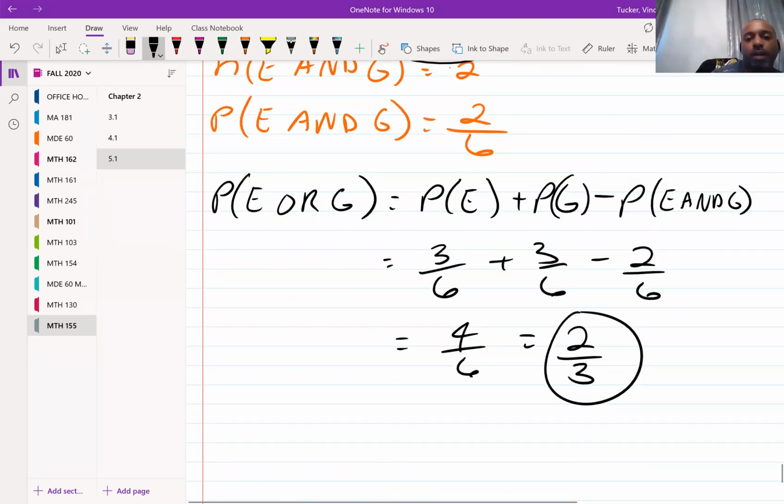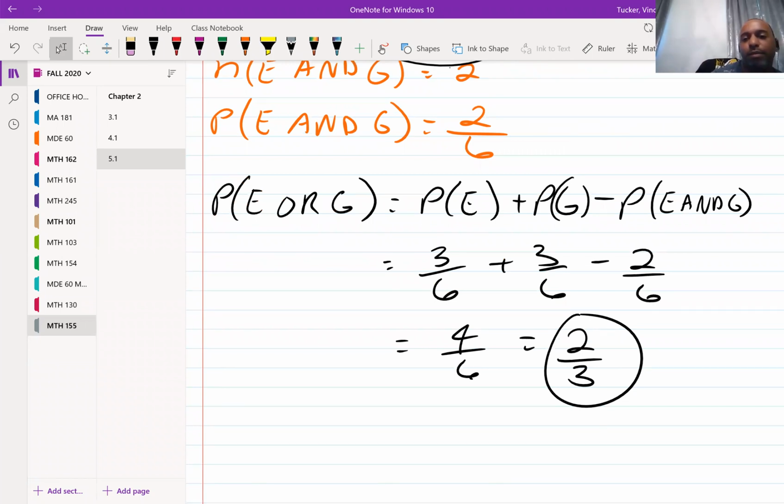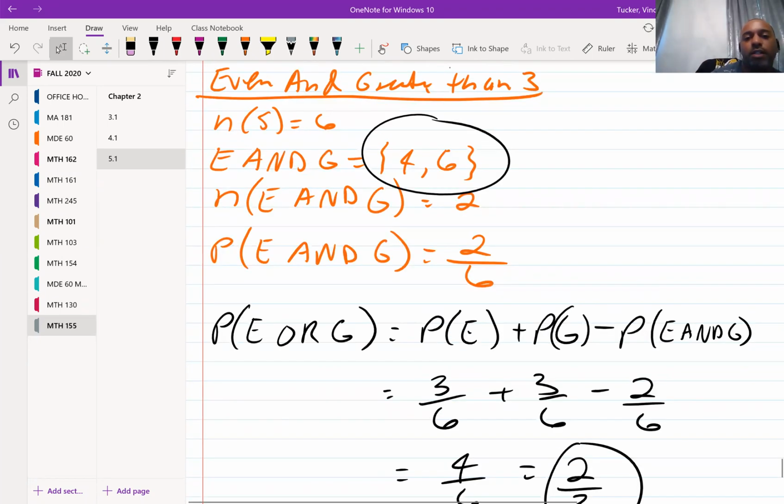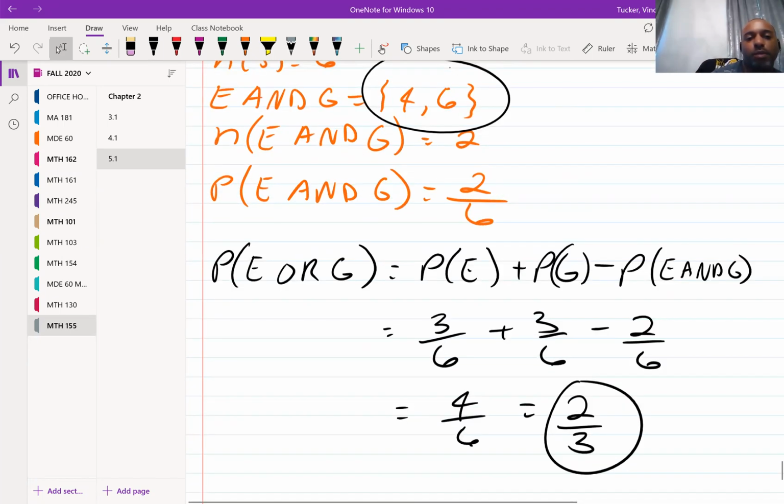So we have one more example still piggybacking off of this information. So everybody good before we go to the next one? Just want to make sure.